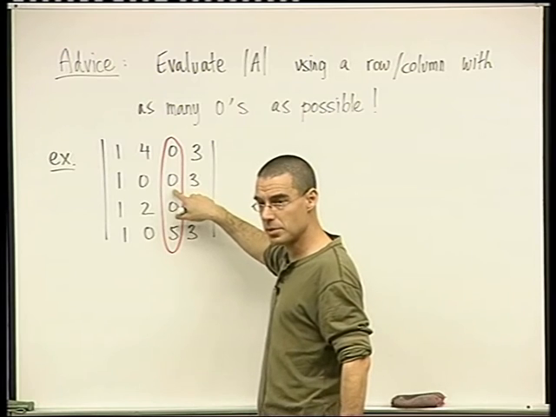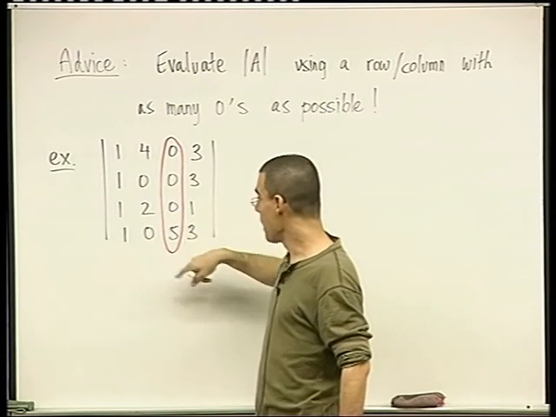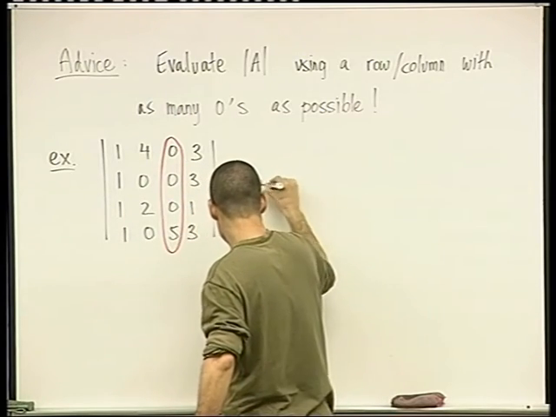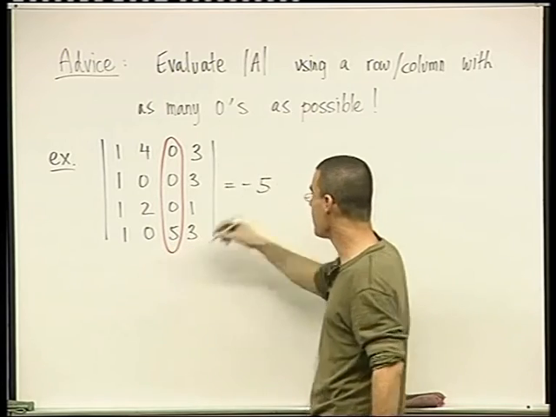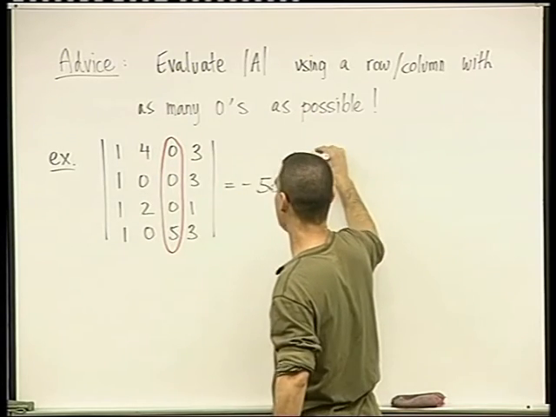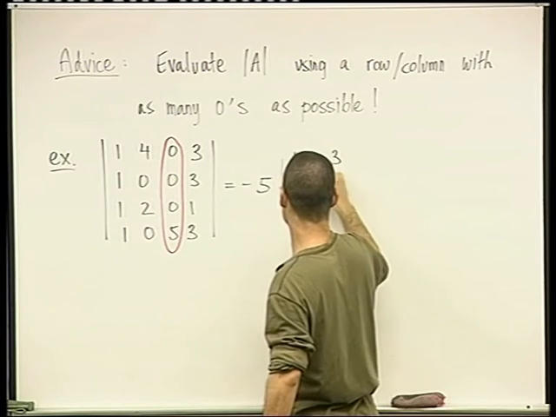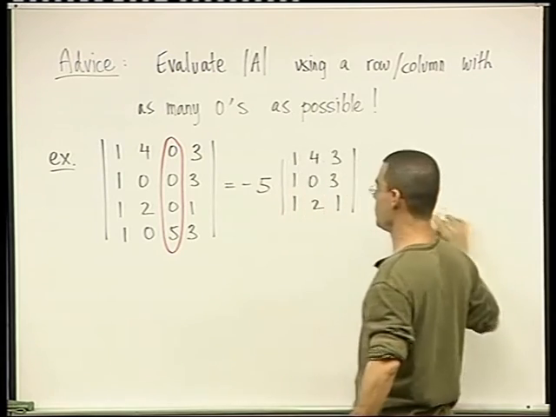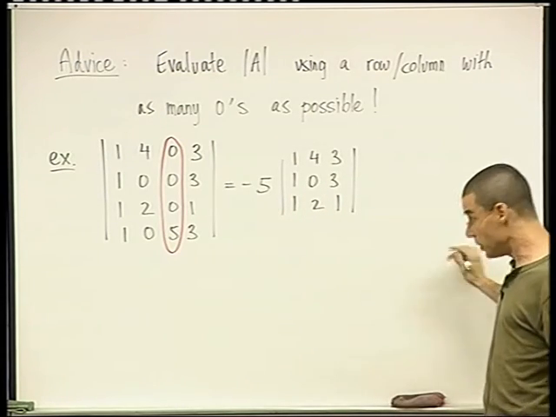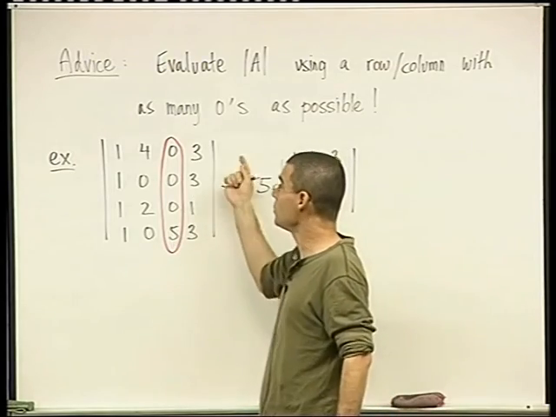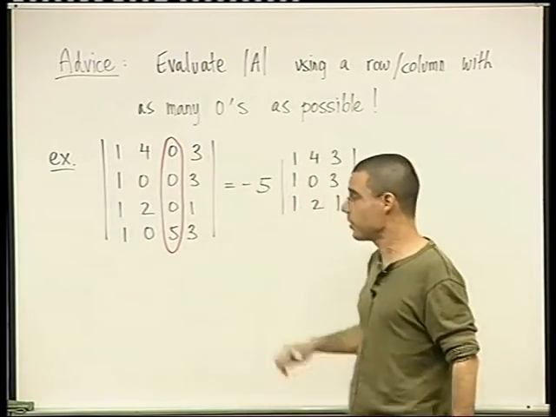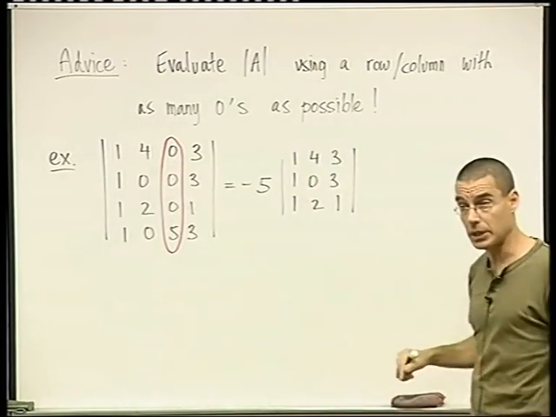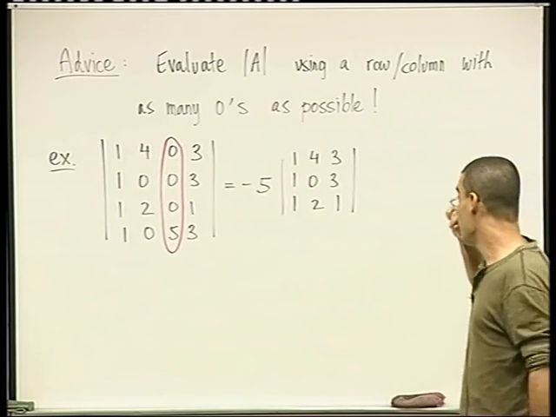Minus 0 times another 3 by 3 determinant, plus 0 times another 3 by 3 determinant, and then the only one that survives is minus 5 times the corresponding determinant. 1, 4, 3, 1, 0, 3, and 1, 2, 1. Do you agree? Good? So this is the wise choice, whereas if you chose, for example, the first row, you'd still have 1 0, but you'd have 3 3 by 3 determinants to calculate. That's more work. Okay? What do we get here?